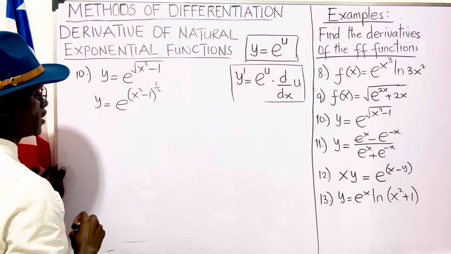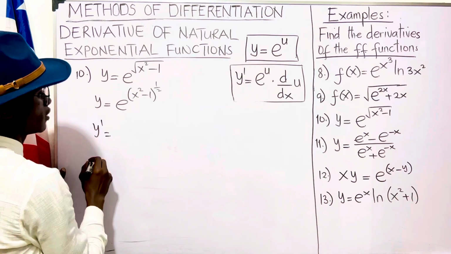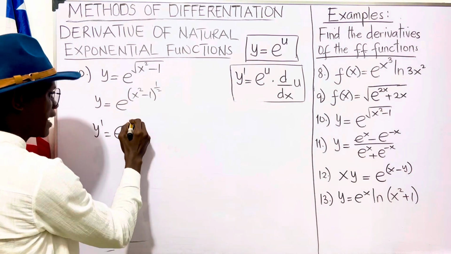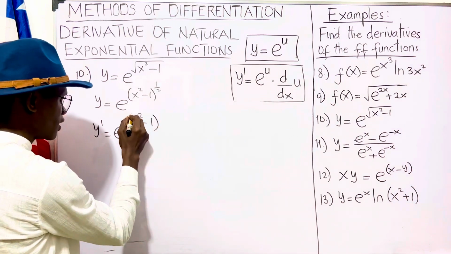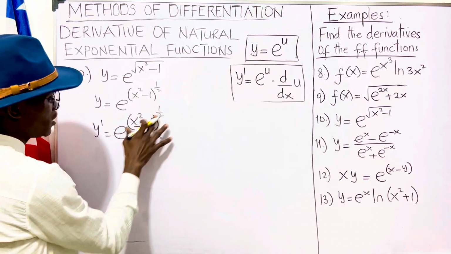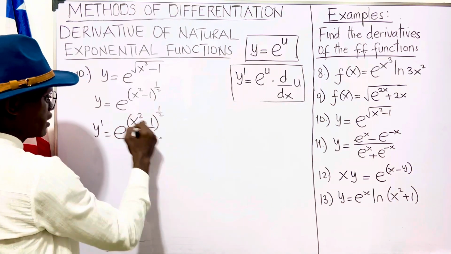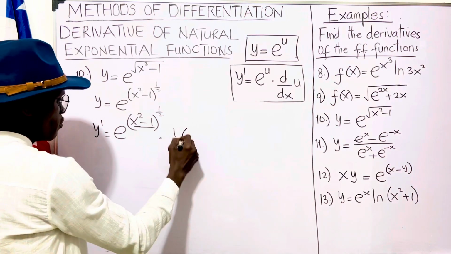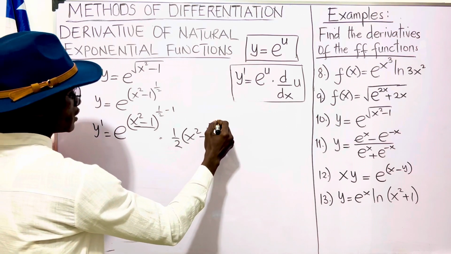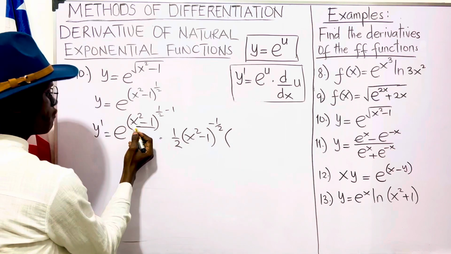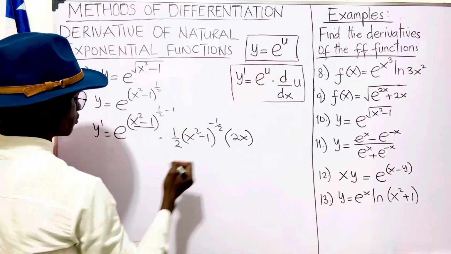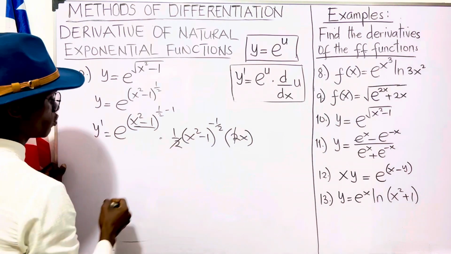Then we differentiate. So y prime equals e raised to any power, it's just e raised to that power times the derivative of the power. So to differentiate this power now, extended power rule, we bring this power down, 1 over 2. We rewrite x squared minus 1. We subtract 1 from this power, it gives us negative 1 over 2. Then we differentiate inside. The derivative of x squared is just 2x. The derivative of 1 is 0. So this 2 can cancel this 2.